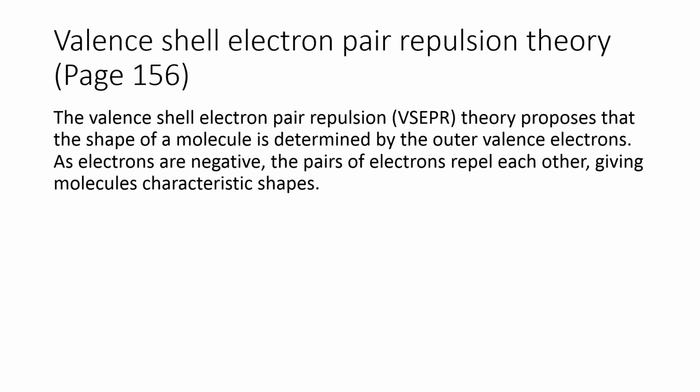Alright, so on page number 156, we are discussing the valence shell electron pair repulsion theory, VSEPR theory. So it says here the valence shell electron pair repulsion theory proposes that the shape of a molecule is determined by the outer valence electrons. As electrons are negative, the pair of electrons repel each other, giving molecules their shapes.